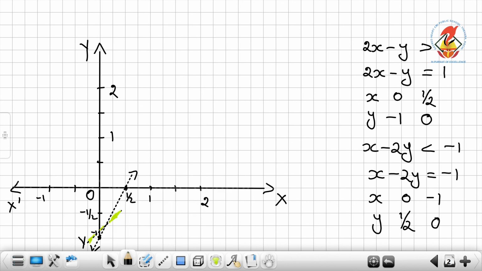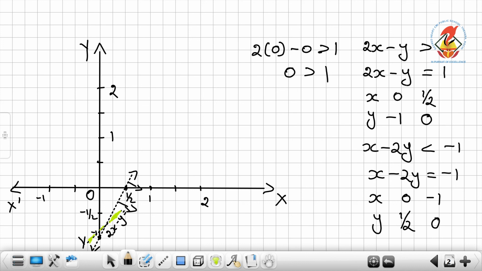So the equation is 2x minus y is equal to 1. Then where do we shade? Upper or lower portion, substitute the origin. 2 into 0 minus 0 is greater than 1. That is, 0 is greater than 1. Is it correct? That is wrong. So towards the origin we can't shade. It is the opposite direction. Okay.